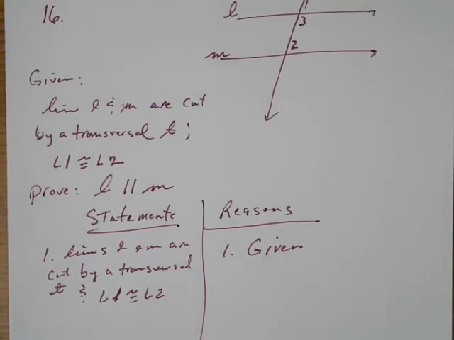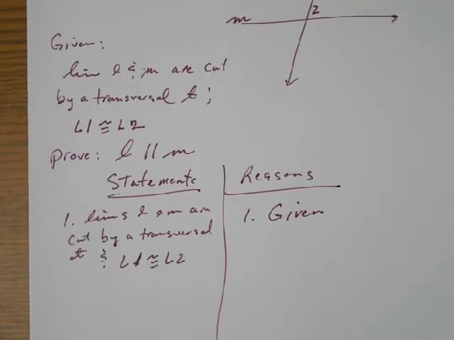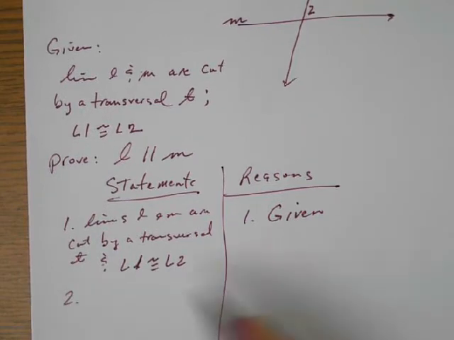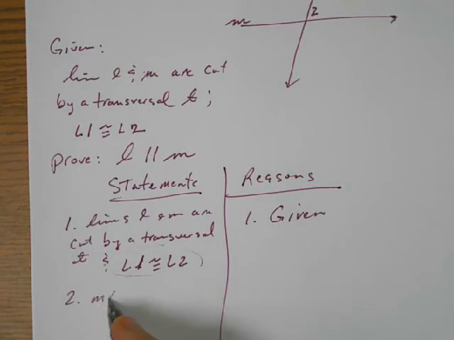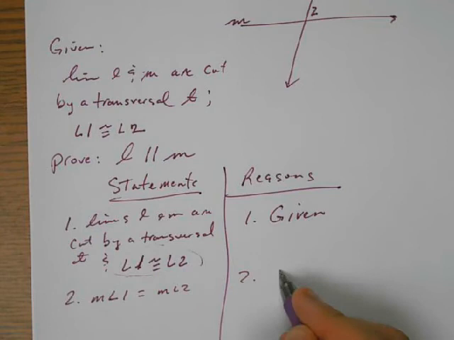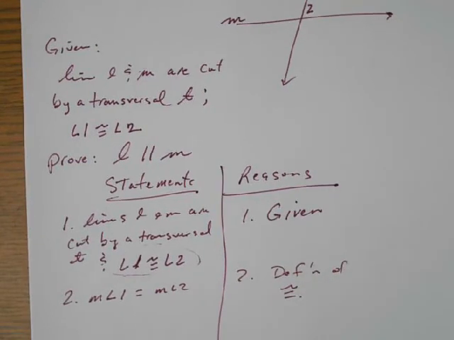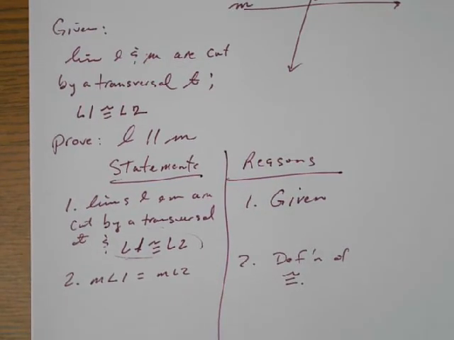Okay, so now let's go to step 2. Now, you see where it says it's congruent, but it doesn't say the measure of it. We're just going to say the measure of angle 1 is equal to the measure of angle 2. And our reason there is the definition of congruence. Remember how I told you before that congruence and equals are about the same? There's just a small difference. And so we're just going to say that they're equal.